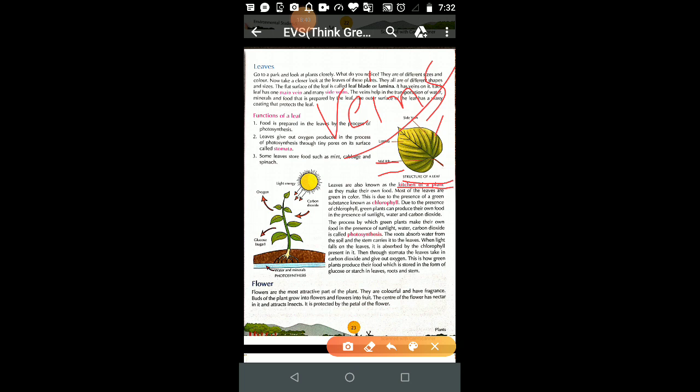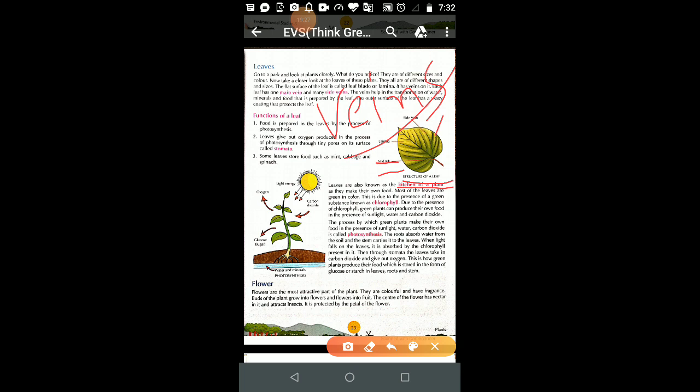But student, do you know, plants, animals and human beings all are living things? And just now we have discussed the characteristics of living things also. But there is a difference between plants and animals. Is it clear? Because all living things need energy for their growth and development.